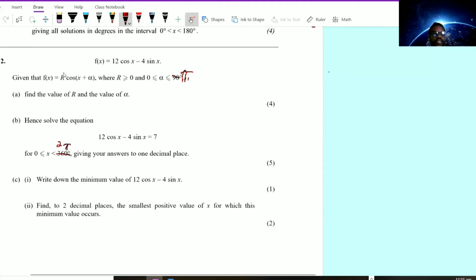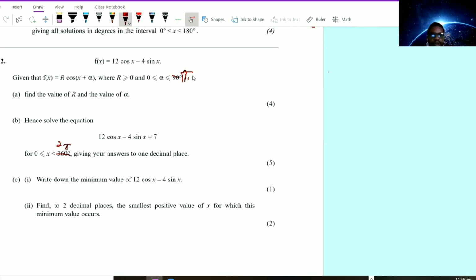All right, let's move into question 2. It says f of x is equal to 12 cos x minus 4 sin x. And given that f of x is equal to r cos(x plus alpha), where r is greater than or equal to 0 and alpha is between 0 and pi. Of course, I'm changing 90 degrees to pi. Find the value of r and the value of alpha.